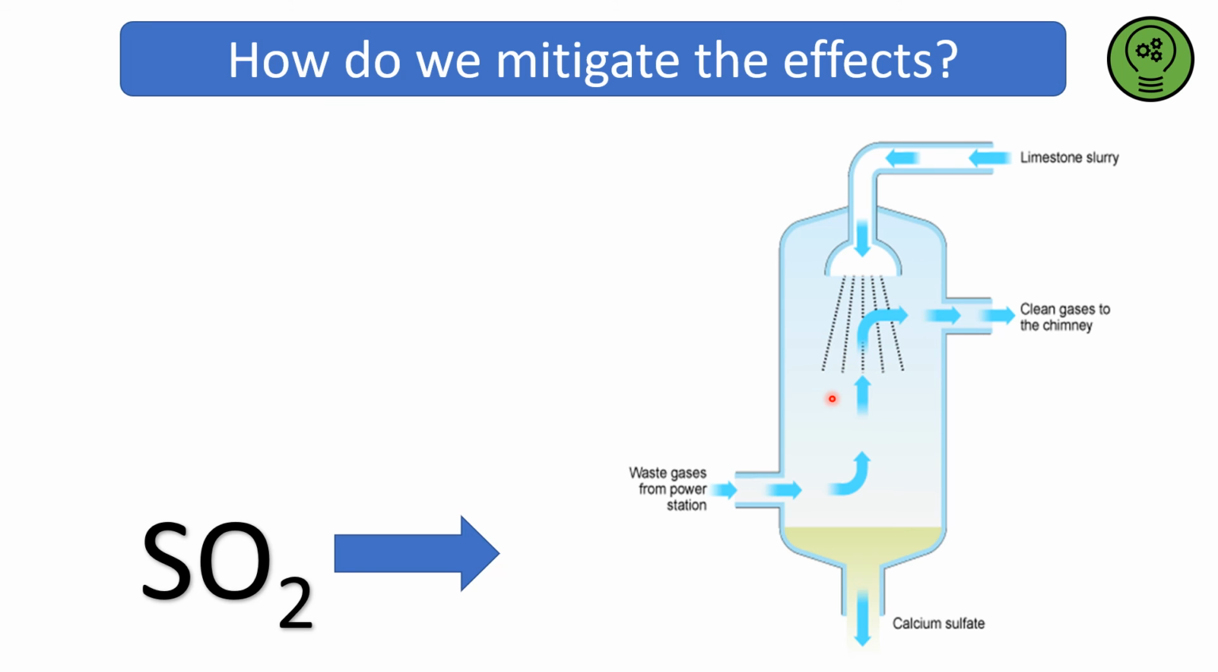Limestone is calcium carbonate, so there's a chemical reaction here, and you make a solid calcium sulfate, which then drops to the bottom. You can filter it off, and it makes other clean gases which can then escape, and it's not as dangerous. Now this calcium sulfate is fantastically useful. We can use it in plastering for houses, so actually it makes a useful product as well.